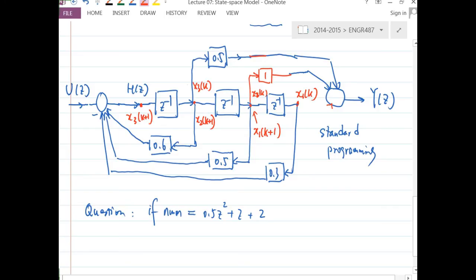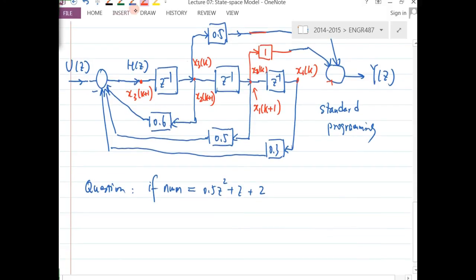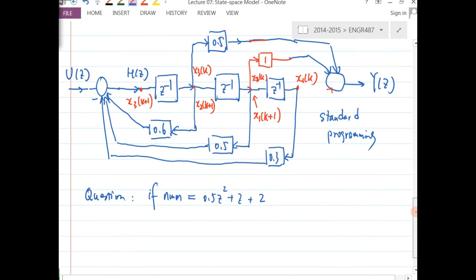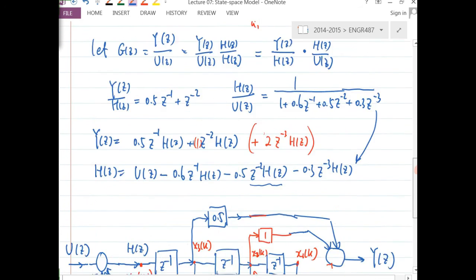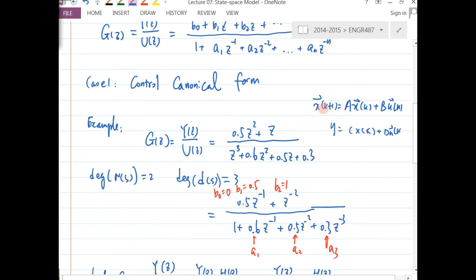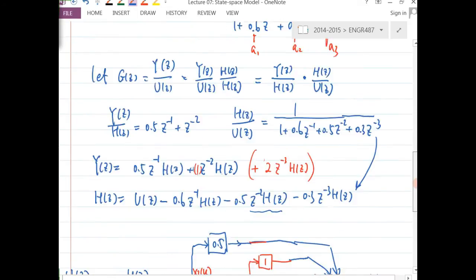So now we're ready. Let's see how we construct this model. Based on the notation I've written here, you stick to this idea: you're trying to obtain the relationship between x of k plus 1 and x of k. That's what you're trying to get.